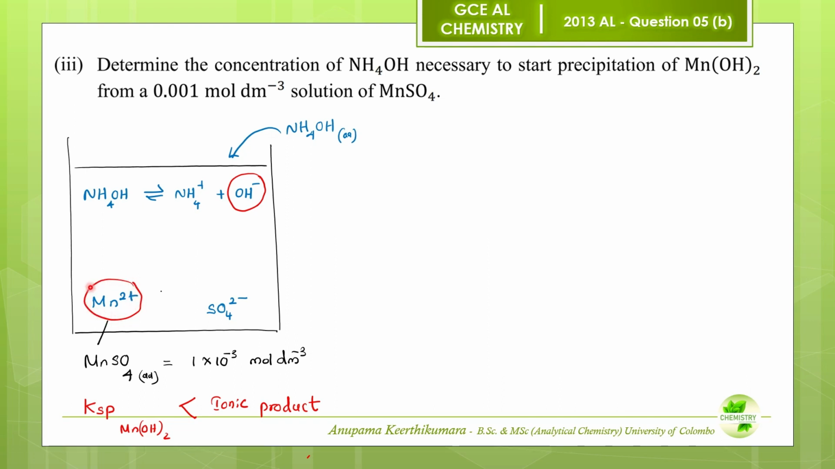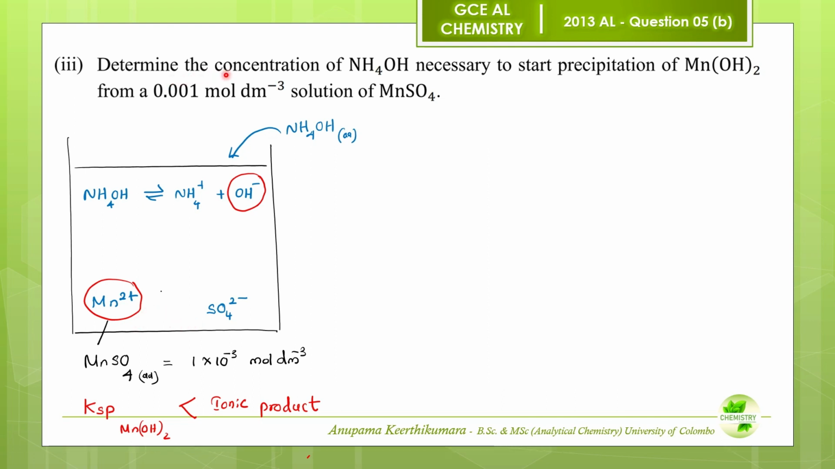Manganese 2 plus ions come to the solution by the direct dissociation of manganese sulfate, and OH minus ions come to the solution by the partial dissociation of this weak base, ammonium hydroxide. When this ionic product, the product of manganese 2 plus concentration and OH minus ion concentration, is greater than Ksp, we can see the precipitate of manganese hydroxide in this beaker.